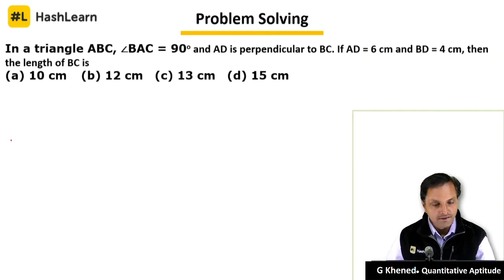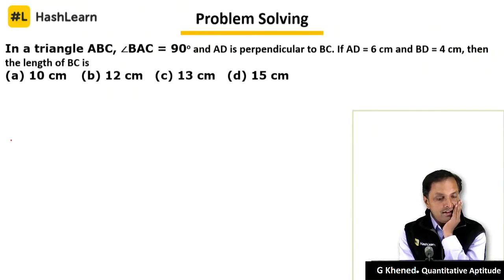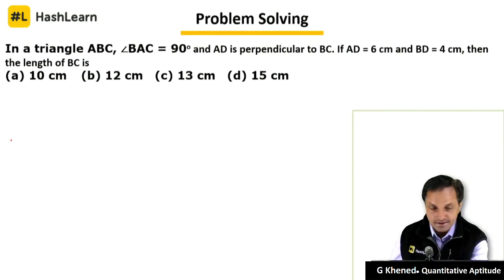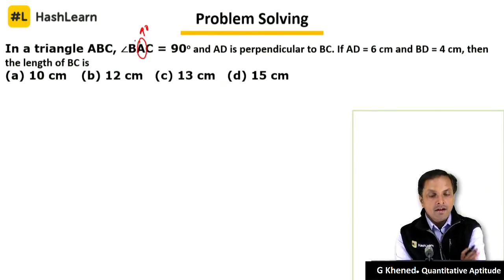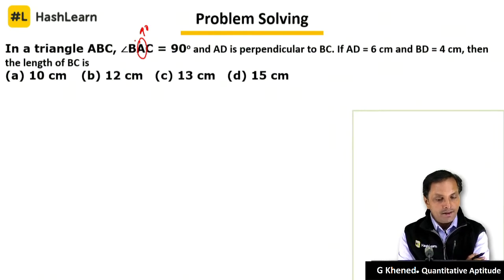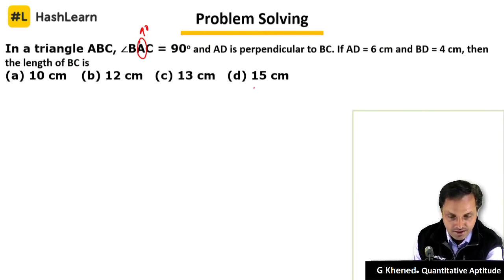Then we shall go to the next example. In a triangle ABC, BAC is 90 degree, means your angle A is at 90 degree, and AD is perpendicular to BC. AD is 6 centimeter, BD is equal to 4 centimeter, then the length of BC is. Just draw a rough sketch.